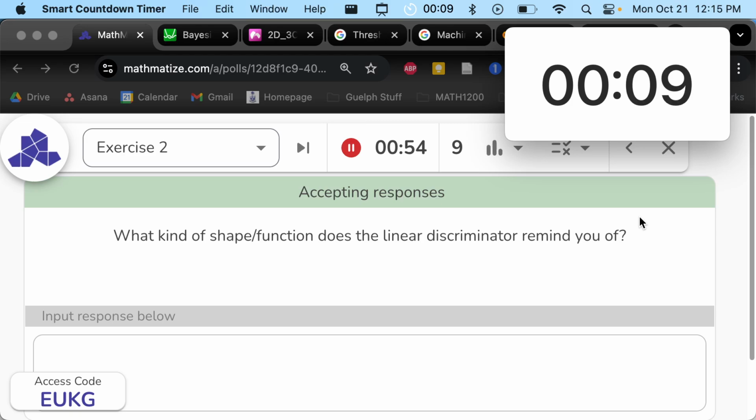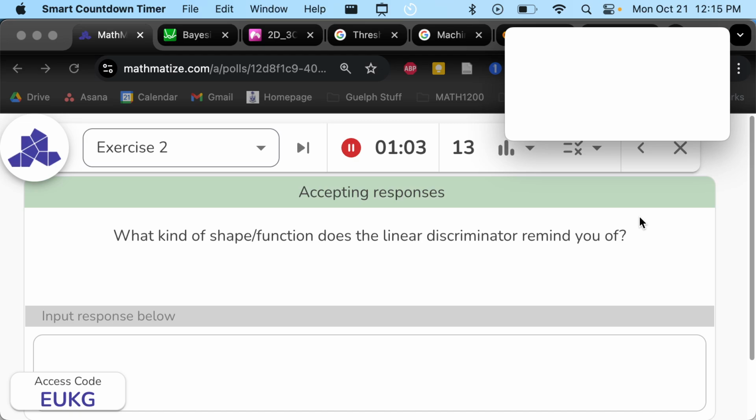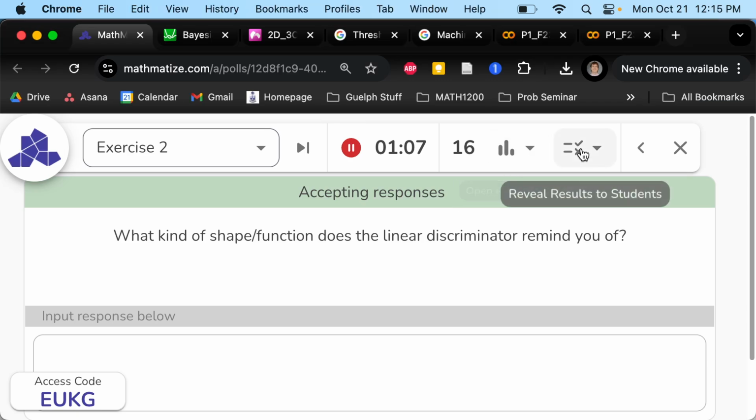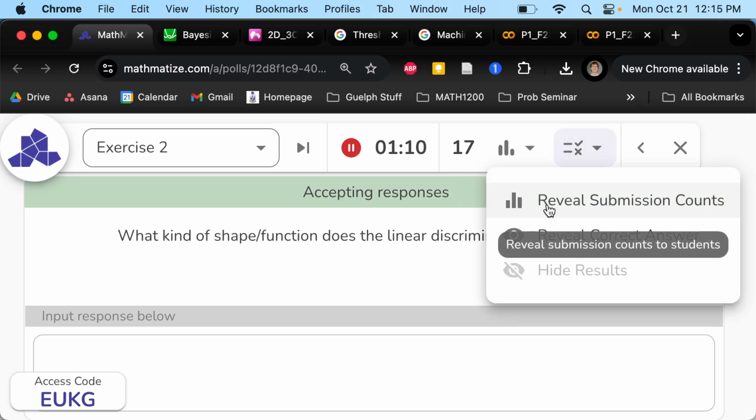Okay, 10 more seconds. If you don't remember, you can say I don't remember. But I want to see how many people remember this shape. Okay, let's take a look at what people said. Do people remember the name of this special thing?